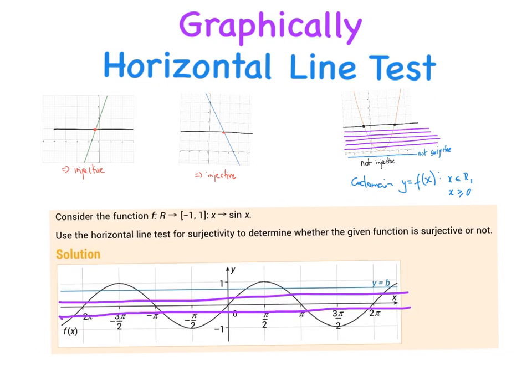So yes, this is surjective. If, however, they didn't include this range, they just said test the sine graph, and they didn't have it limited to between -1 and 1, and I was to draw a line up along here, for example, well then I would know that it wasn't surjective. So here they've limited the codomain to between -1 and 1, and so then I can safely say that it is a surjective function.